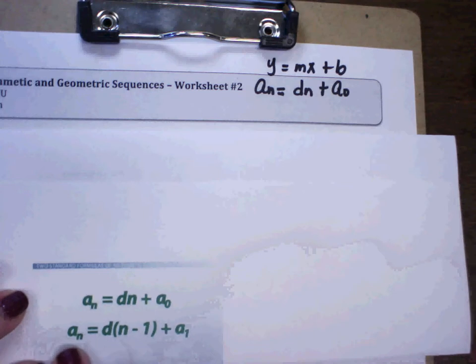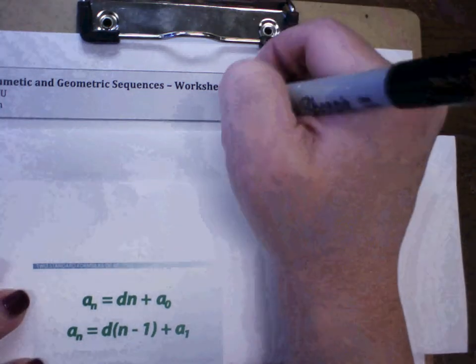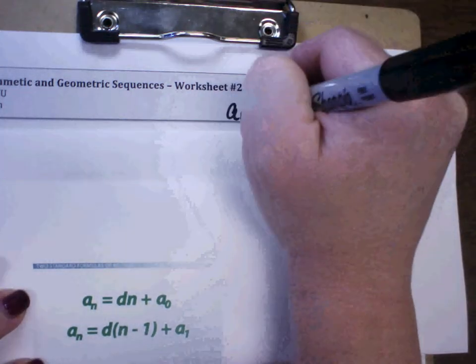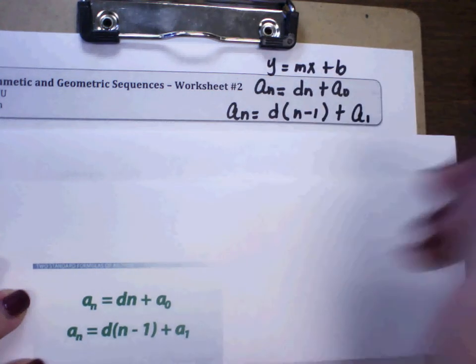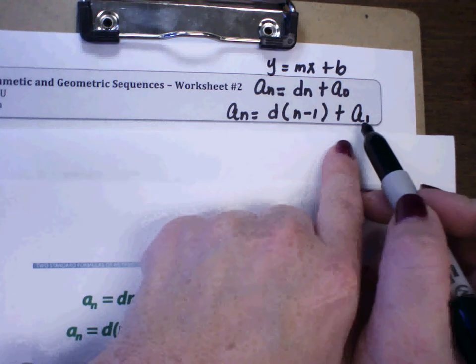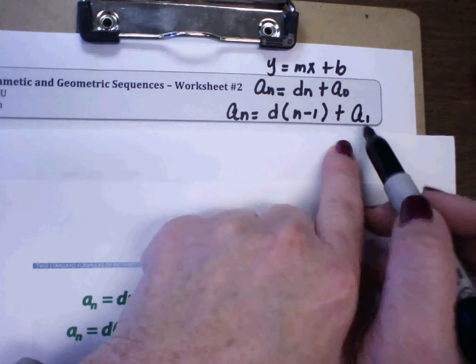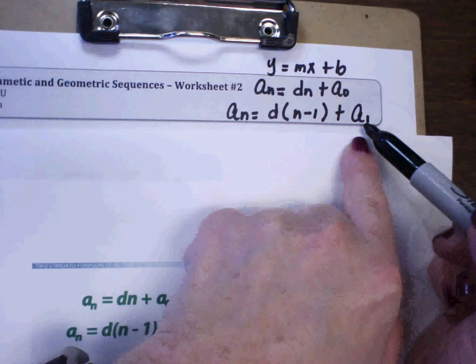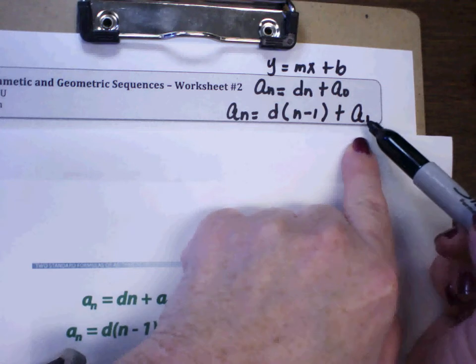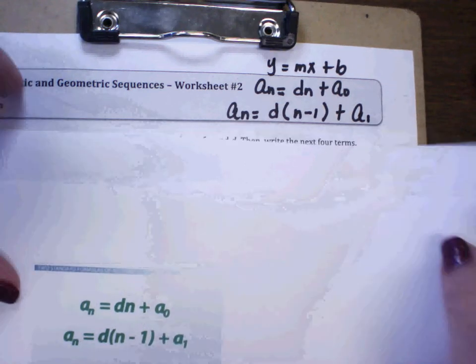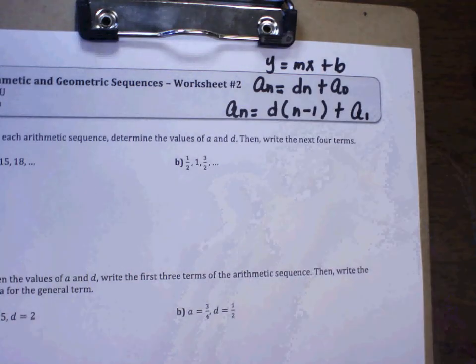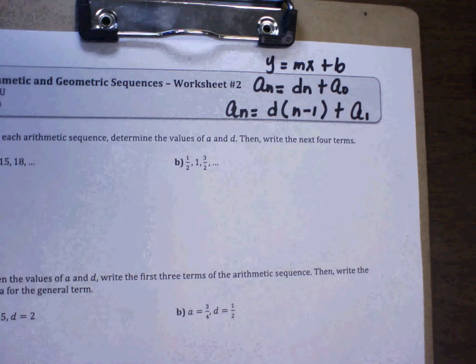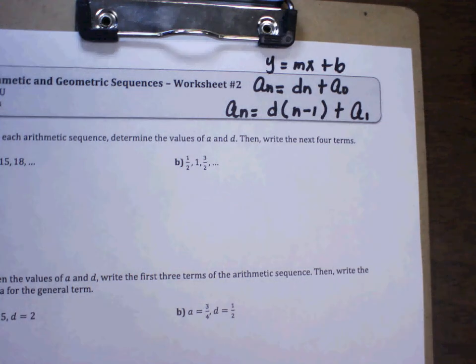Now, you can also see it this way, so let's write the second one as well. A of n equals d, n minus 1. Now, this one is when you don't have A of 0, when you have A of 1. If you don't have A of 0, then you need to do A of 1. And this will be on your cheat sheet along with the other one, so you don't need to worry about learning that. But we're going to have it right here, ready for us.